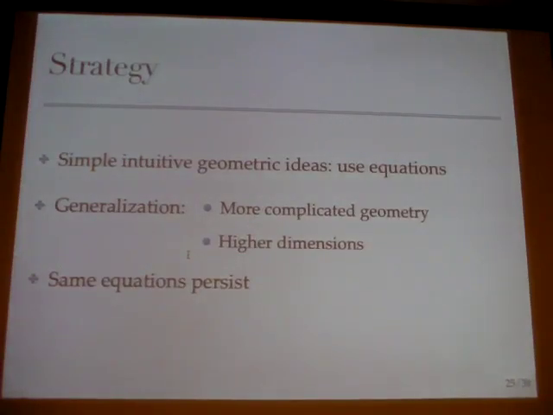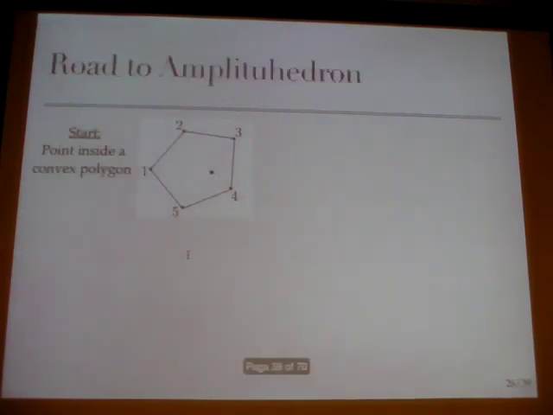Let me outline the strategy for how to find the final picture. We start with simple, intuitive geometric ideas and describe them using equations. Then we generalize: we consider more complicated geometry in higher dimensional space, and use the same equation in the end, where the intuition is gone but the equation persists. The simple intuitive geometric picture is describing a point inside a polygon. If we consider all points inside a polygon, then we can talk about the interior of the polygon and about the area, or volume, of the polygon.